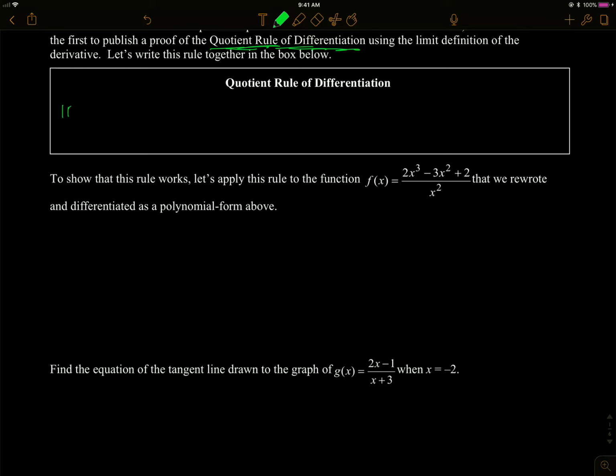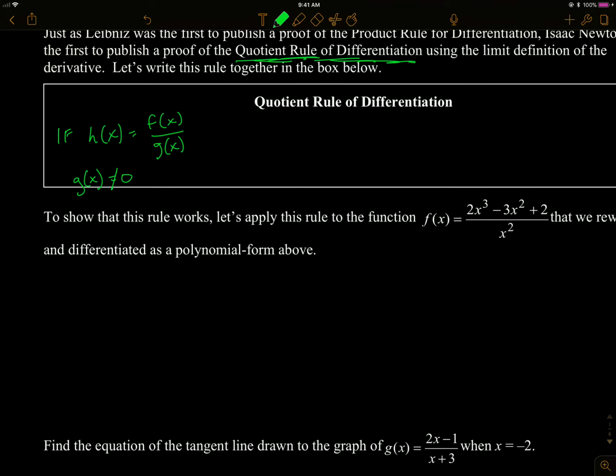Well, first of all, if we have a function defined as another function divided by another function, and whenever we have this, I have to give the caveat that the denominator, the function on the bottom, cannot be equal to 0. All right, so if we got one function divided by another, the way we find the derivative using quotient rule is going to be equal to f prime of x times g of x minus f of x times g prime of x all over g of x squared.